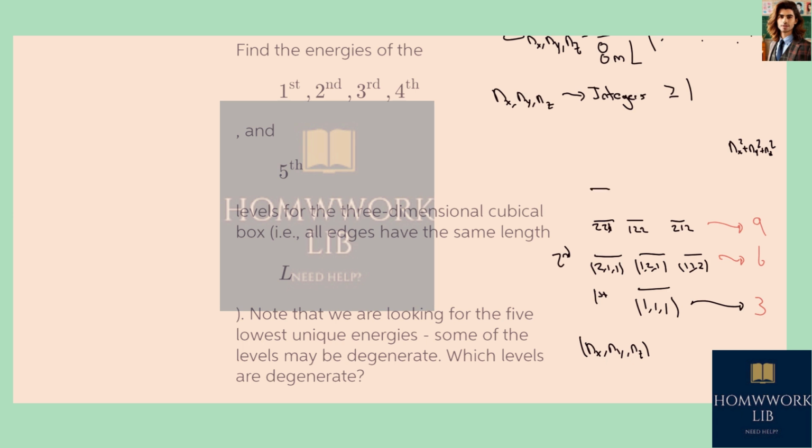The next possible state is going to be the combination of 311, 131, and 113. In this case, the sum of the squares of the quantum numbers is going to be equal to 11. This is going to be the fourth energy level. And finally, for the fifth one, we're going to have the combination of 2, 2, and 2, which is going to have a sum of the squared quantum numbers equal to 12.